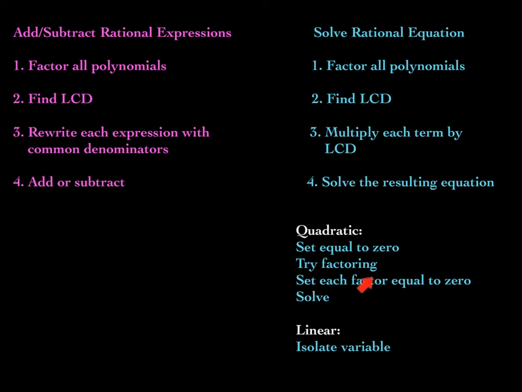Set each factor equal to 0, and then you can solve. If it's a linear equation, then just isolate the variable, which means get the variable on one side, your constants on the other.